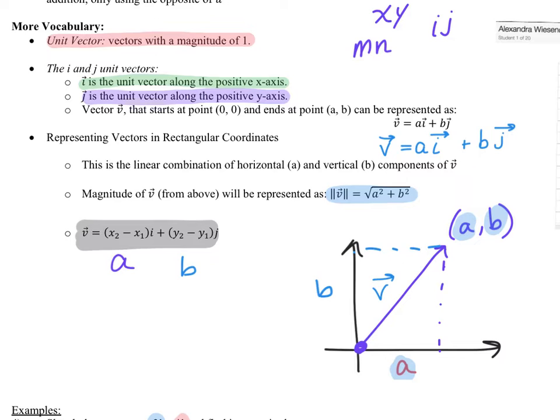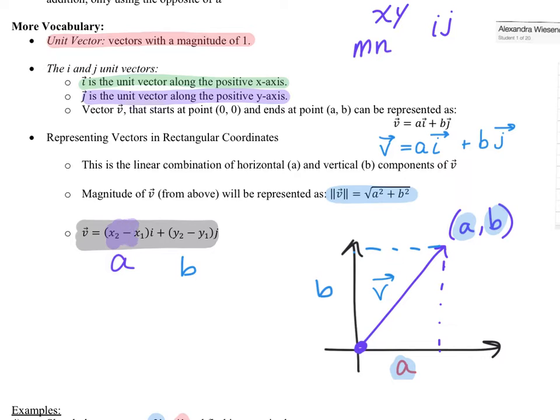We can also rewrite these a and b values if we're given 2 points. And really the key idea is the horizontal displacement. How far have I moved horizontally? And that's our a value. And the b value would be multiplied by j. That is the vertical component of these vectors.